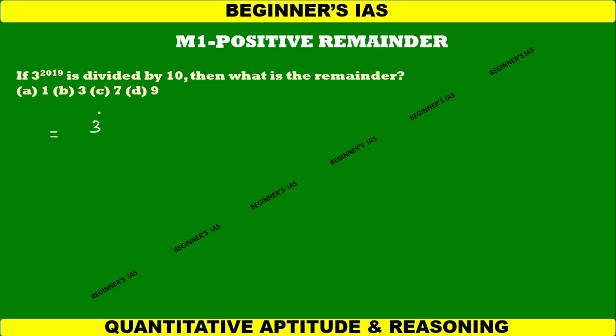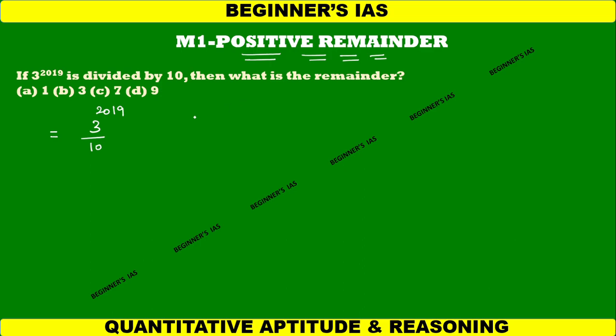3 power 2019, which is divisible by 10. Actually, I am just solving this problem with the positive remainder concept. You have learned the positive remainder concept, but try to do this problem with the positive remainder, negative remainder, and one more method. Whatever be the method, just learn that and apply that. Try to solve the problem in a quick manner. Simple. Here, I am going to teach you the positive remainder concept.